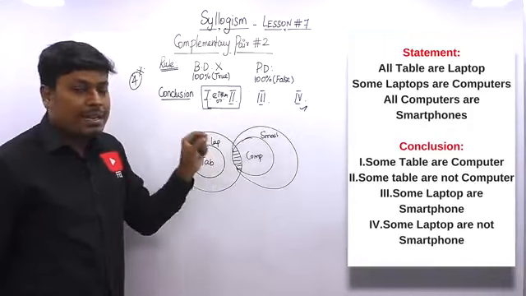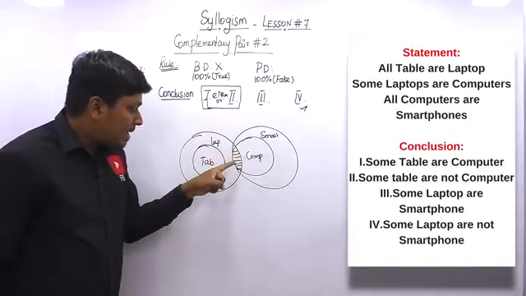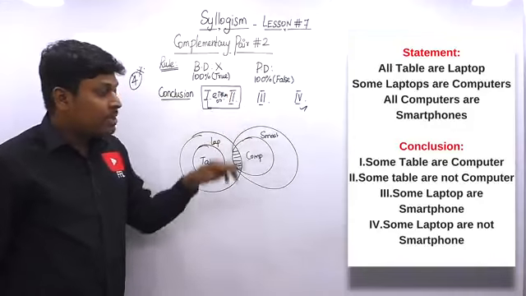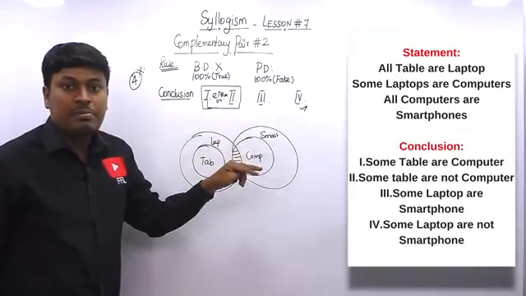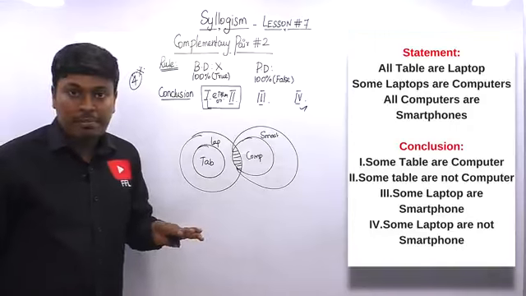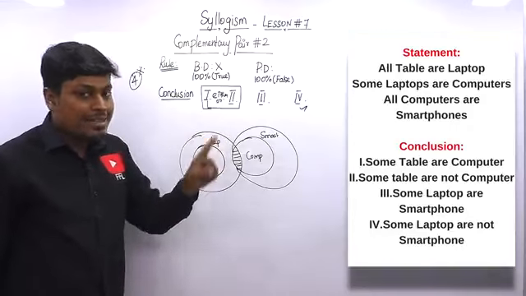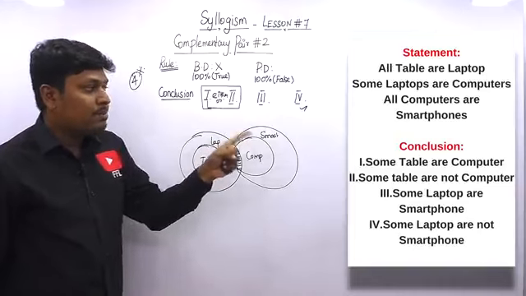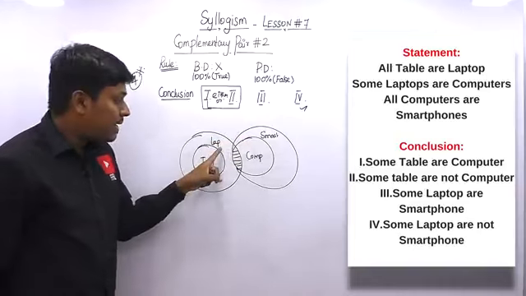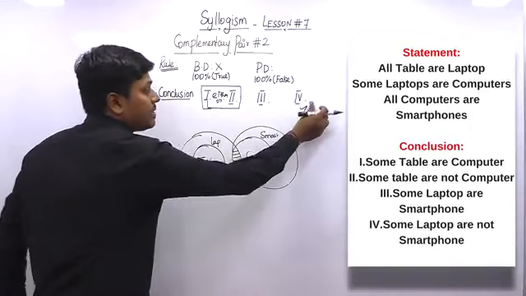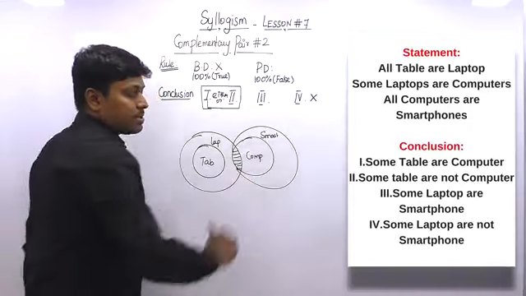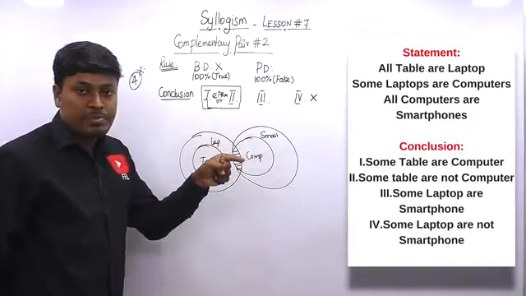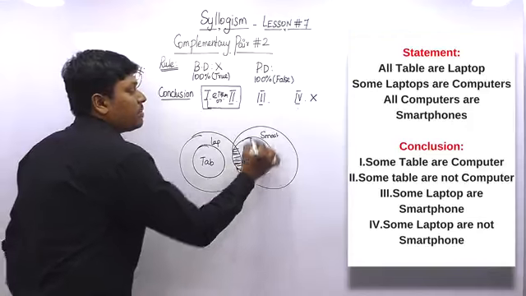But in this case, some laptops are not smartphones. In the basic diagram itself, it is getting false. So you don't need to draw a possible diagram. So conclusion number 3 and conclusion number 4 are not at all a complementary pair. You need to check conclusion number 3 separately and conclusion number 4 separately. So conclusion number 4, some laptops are not smartphones, but we are getting some laptops are smartphones. So we can say that conclusion number 4 is false. Conclusion number 3, now you need to concentrate on conclusion number 3. Some laptops are smartphones. Yeah, some laptops are smartphones is correct.